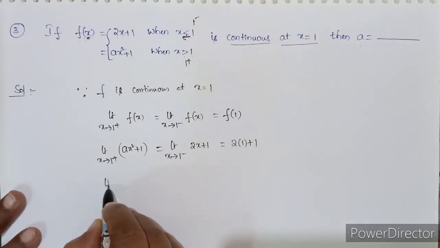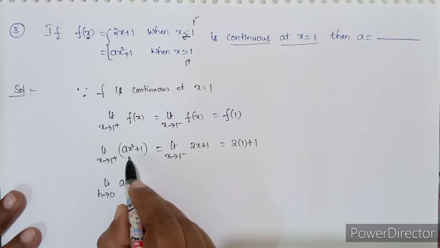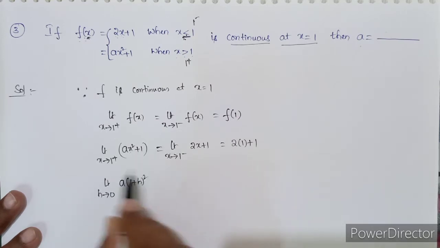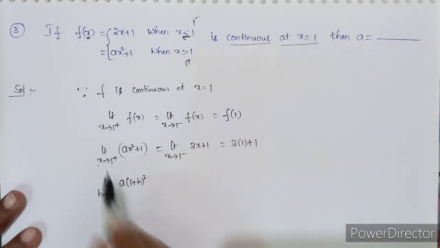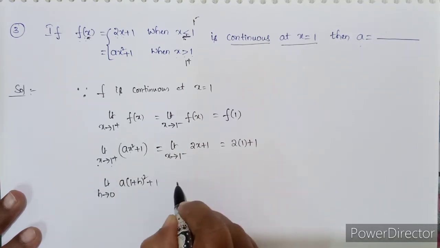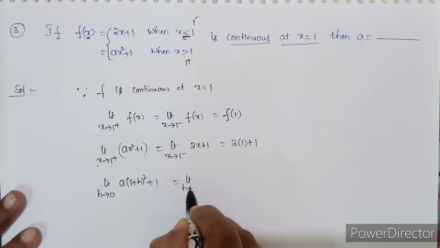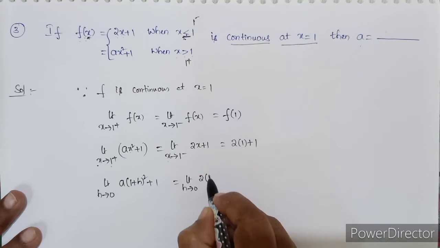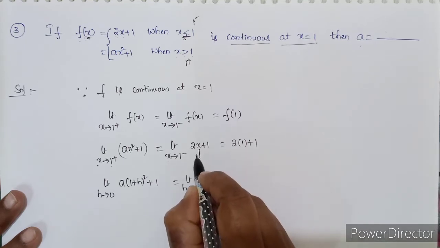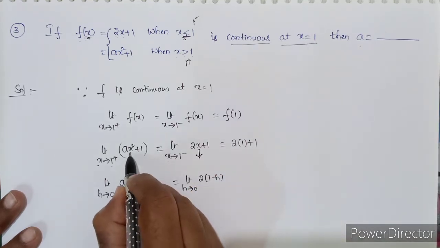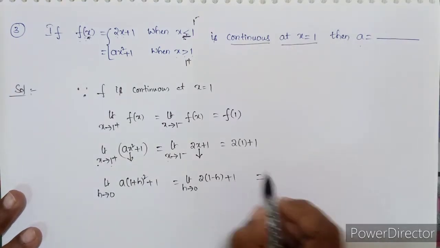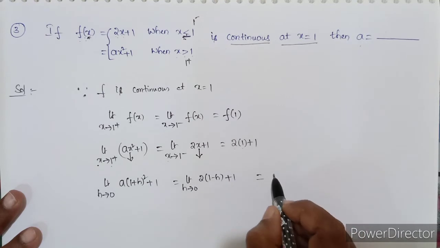Now we change this limit into h, limit h tends to 0. In place of x we write 1 plus h, a into 1 plus h whole square plus 1. Here we replace x by 1 minus h, 2 into 1 minus h plus 1. This equals 2 into 1 is 2, 2 plus 1 is 3.